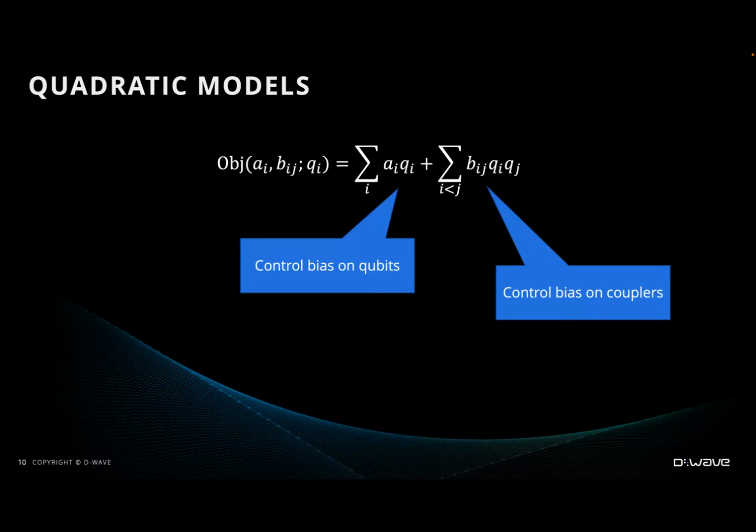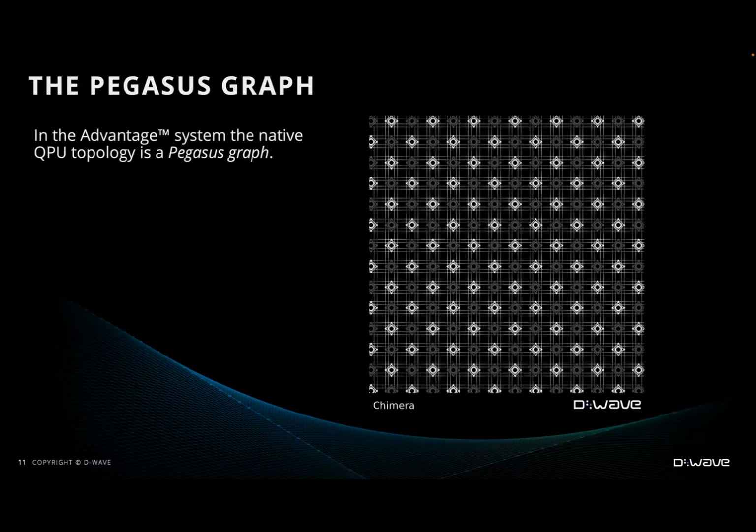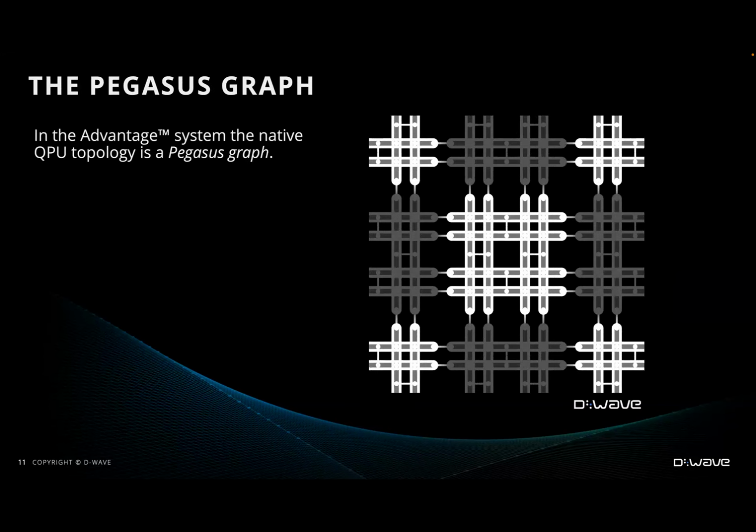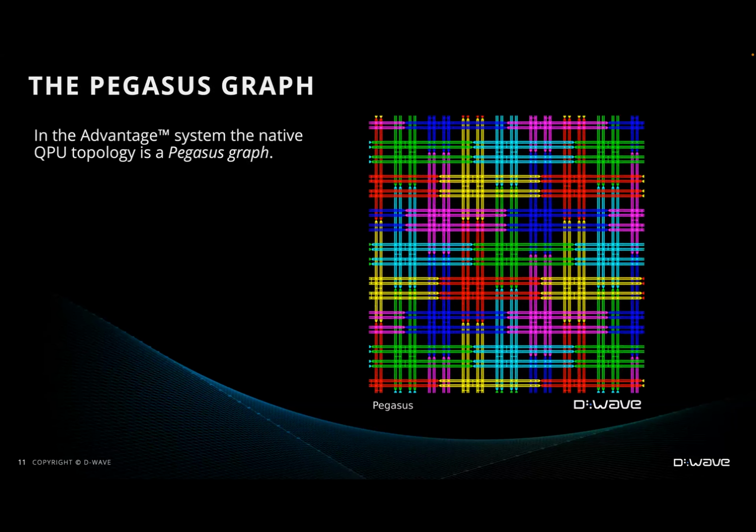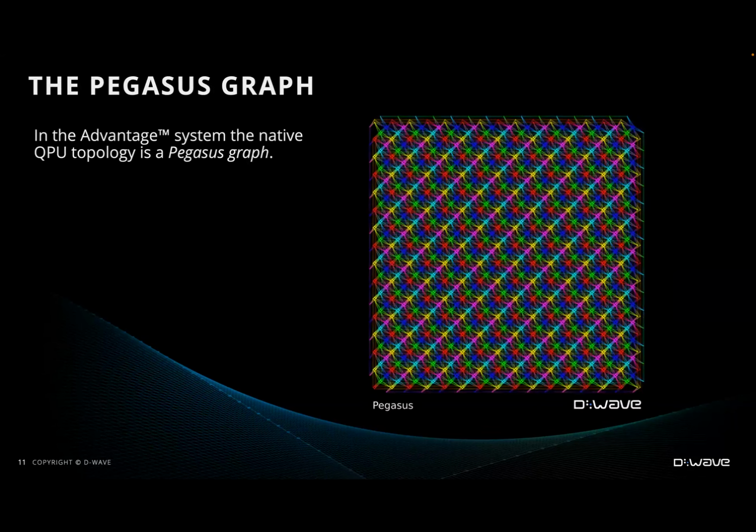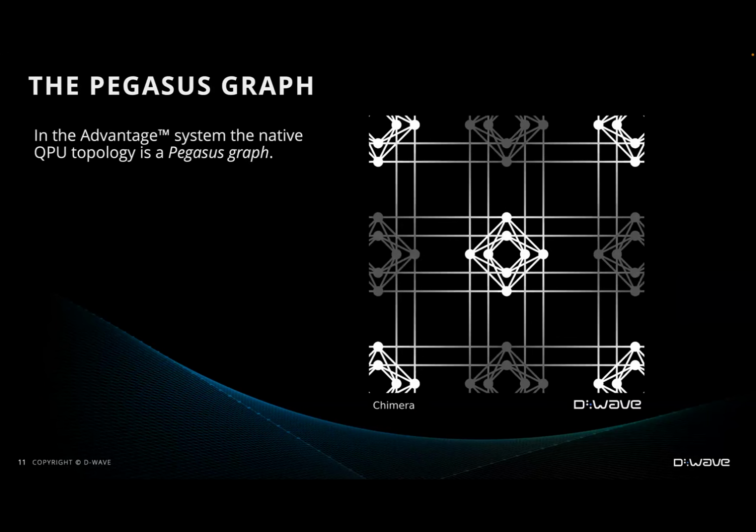So this is a nice animation that starts with the Chimera topology, that last one I showed you. And there you see that unit cell. And now it's going to add a whole bunch of extra things in there. So extra connections, extra couplers between qubits. And that's what the chip structure of our Advantage system looks like. So it gets very complex, very hard to see. And the reason for that is because we want those extra couplers.